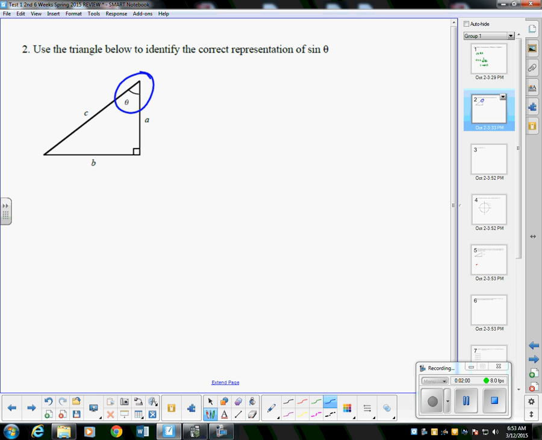Therefore, the sine of the angle theta is always the opposite side length divided by the hypotenuse. Remember SOHCAHTOA? SOHCAHTOA sounds like Sal Khan from Khan Academy. SOHCAHTOA. Well, the sine is the opposite over the hypotenuse.